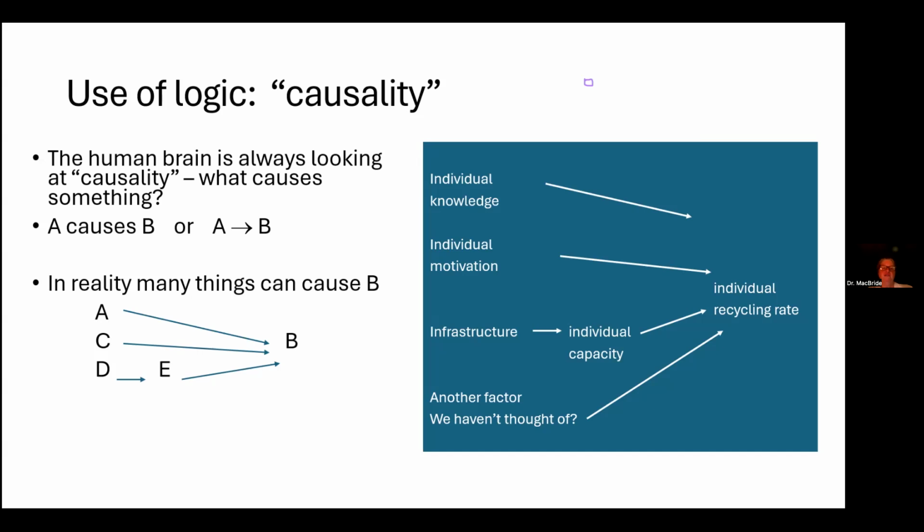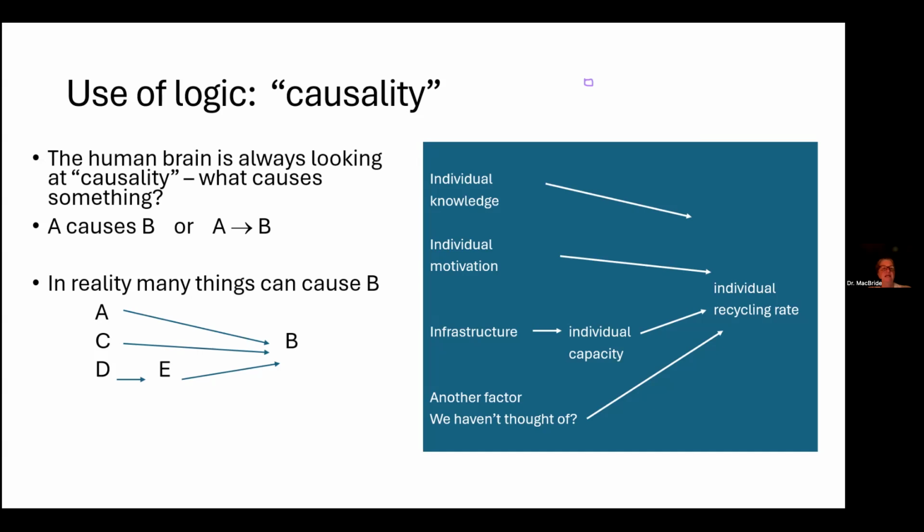And just like we talked about yesterday, there's certain things about the human brain, and it doesn't matter where you live or who you are, it's a human feature. We're always looking for causes. If we're interested in B, we want to know what causes it. And we write that A causes B, or A arrow B, is how it's written in the conventions of causal maps, which is what I'm showing you here.